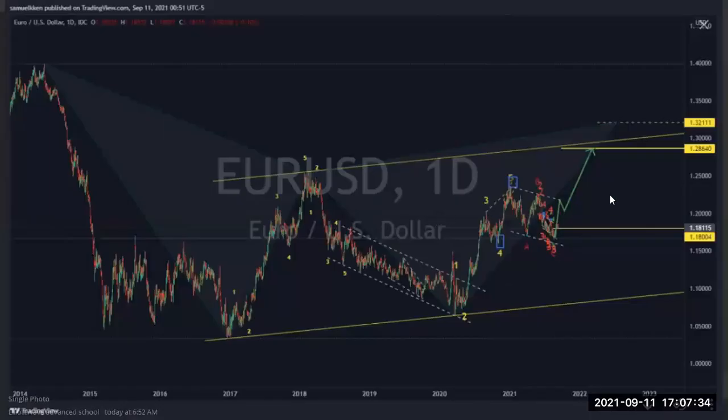USD, the daily chart, we are still going up. After the brief correction, after that, we are still going up.